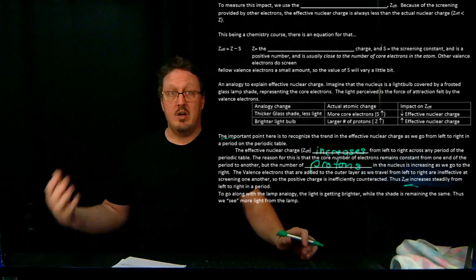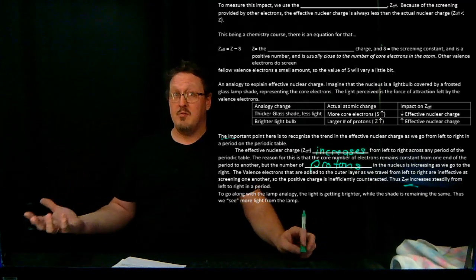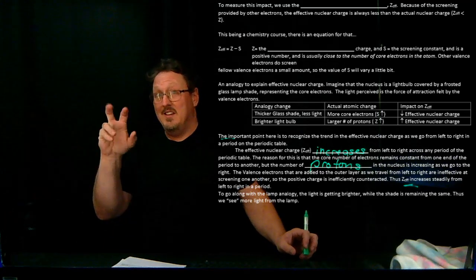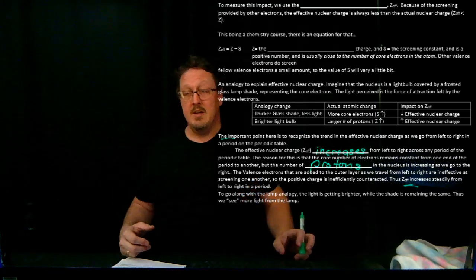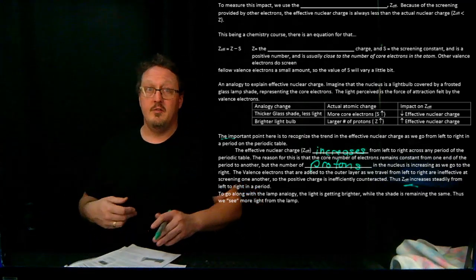And so to go along with our lamp analogy, the lamp is getting brighter while the shade is remaining the same. Thus, we see more light from the lamp. And so that is the gist of effective nuclear charge.